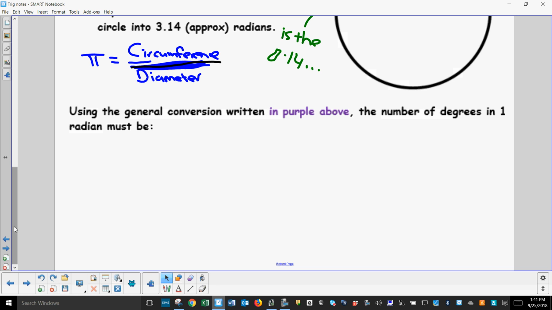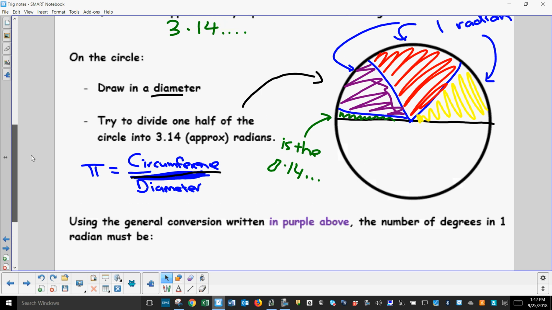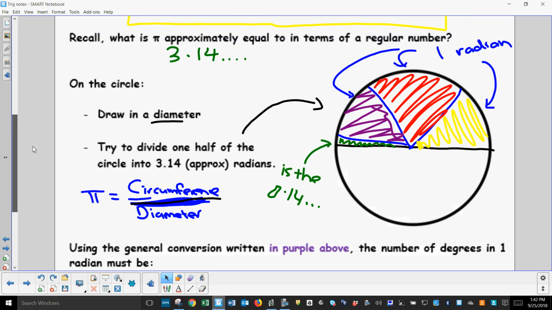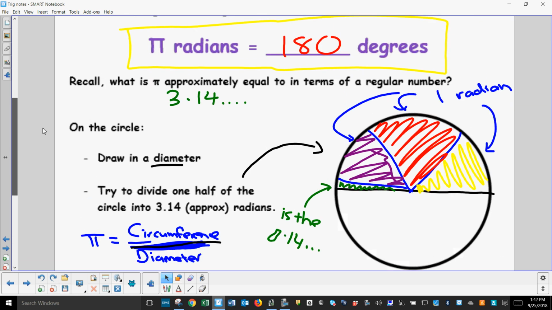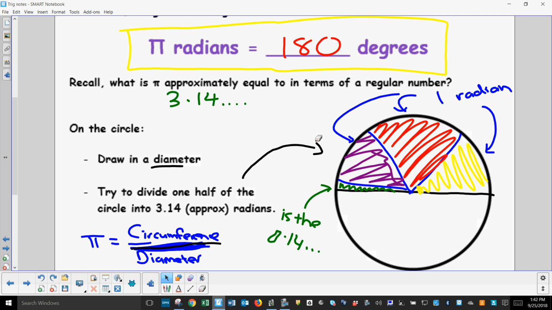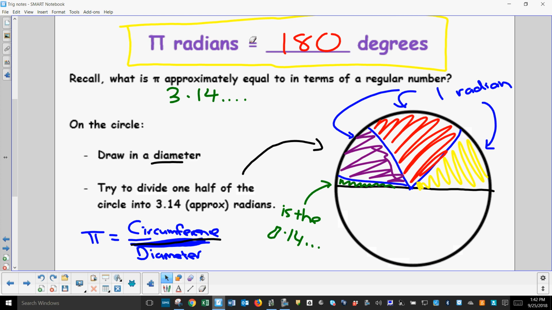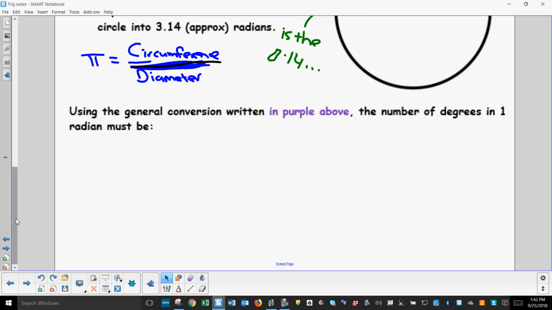Okay, so use the general conversion in purple above to work out how many degrees would be in one of these radians. That's what we're trying to work out: how many degrees would be in one radian if pi radians is 180 degrees. So what I tend to do is write out my little general thing. I go pi radians, sometimes we call them rad, that's just a short way of saying radians. Pi radians equals 180 degrees.